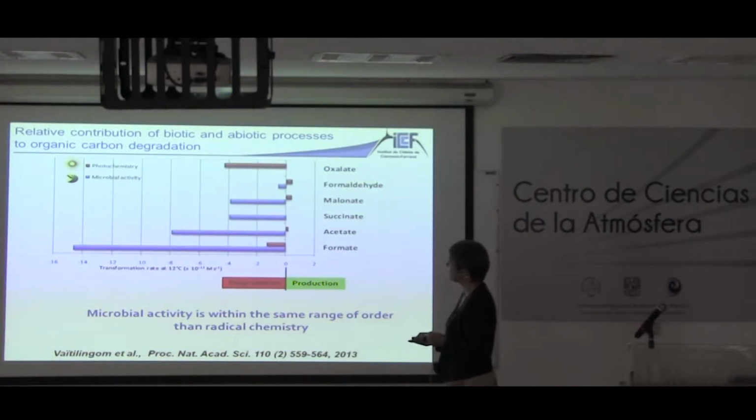So we can see here, except for oxalate, which microbes don't like and never degrade, for the rest they can easily degrade it. And it means we are in the same range of order. I don't say that microbes are better than photochemistry, but they are in the same range of order considering the rates.